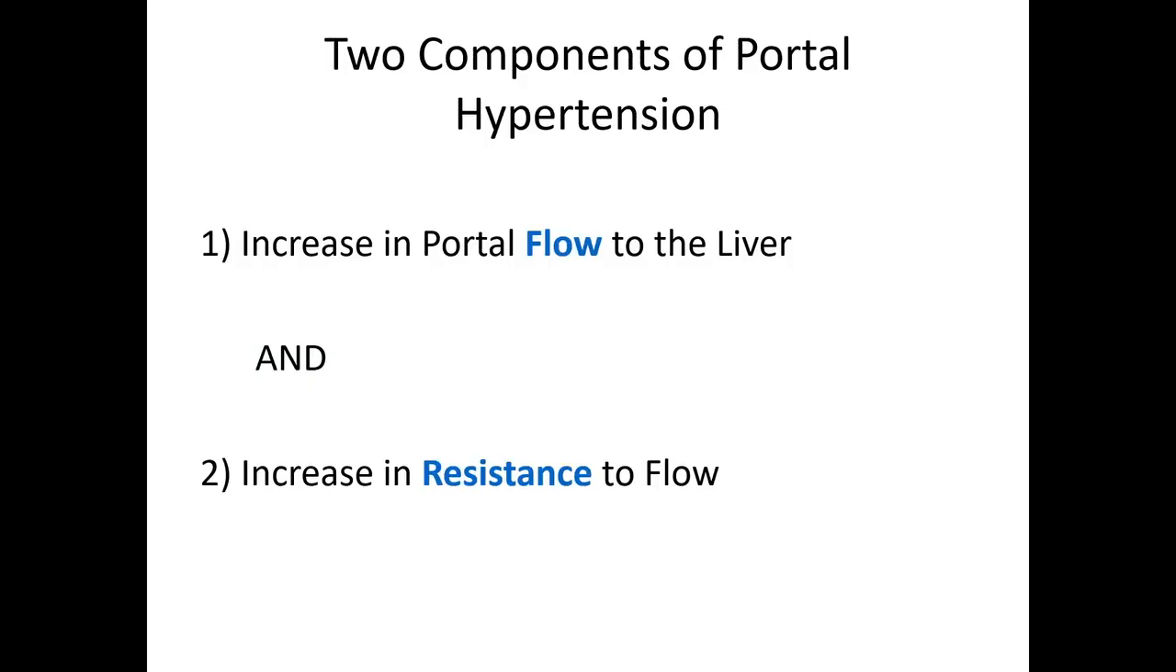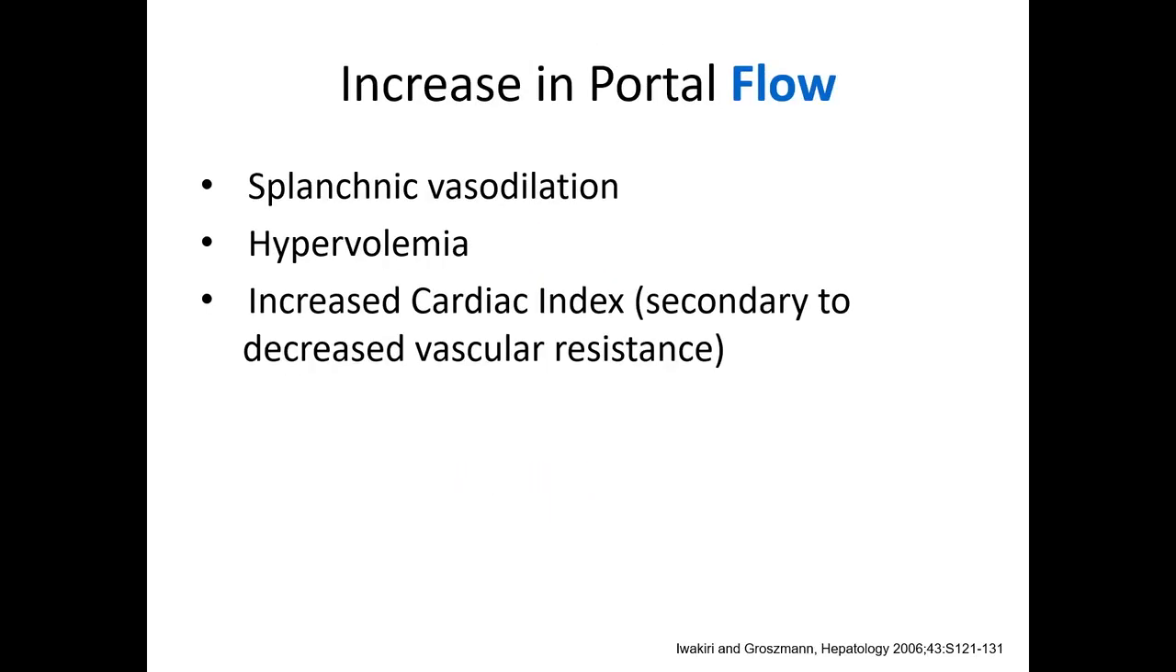There are two components of portal hypertension to consider and think about: an increase in portal flow to the liver, as well as an increase in resistance to flow. The increase in flow is influenced by splanchnic vasodilation, hypervolemia, and increased cardiac index, secondary to decreased vascular resistance.